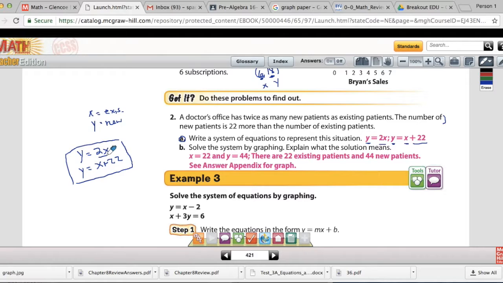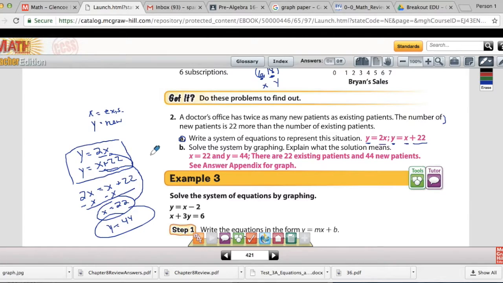If y equals this and y equals this, then we should be able to say that 2x is equal to x plus 22, because they're both equal to y, so we can set them equal to each other. And if I subtract x from both sides, I get that x is equal to 22. And if x is equal to 22, I can plug that value back in for x in either one of the equations, and I get that y is equal to 44.